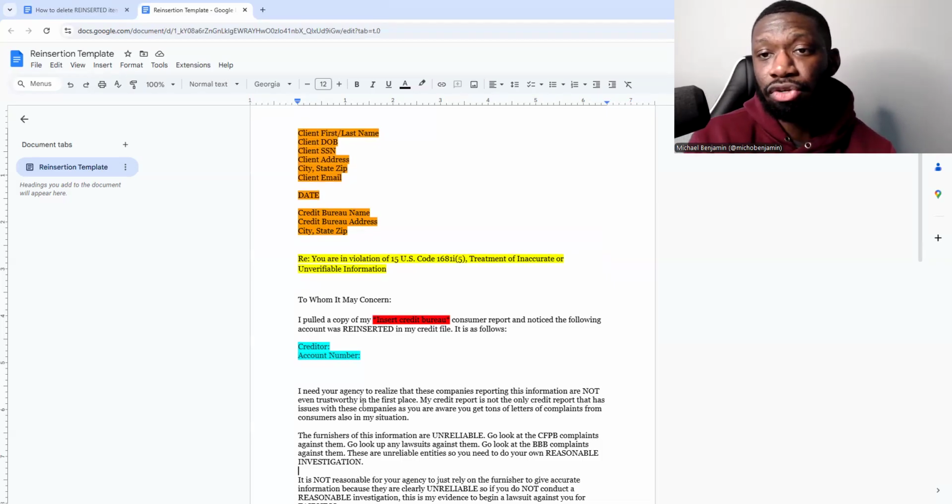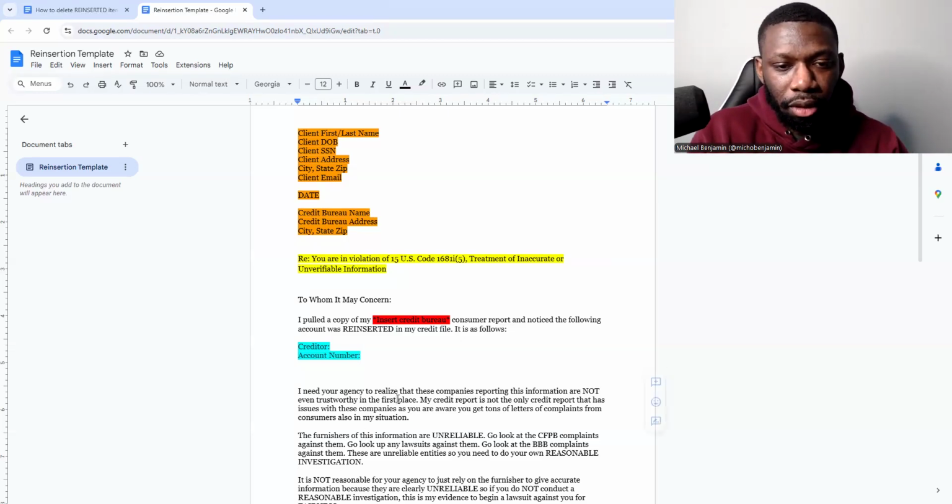I've been recommended that you should just talk colloquially and reference the fact that these credit reporting agencies and the creditors are not really reliable. If you look at the CFPB complaints against them, stuff like that, right? So I've gotten this game from an attorney, just to be transparent. Everything that I know is not just from me knowing it. I study under people, I pay people to get access to information. That's just how life works, right? So basically, I need your agency to realize that these companies reporting this information are not even trustworthy, right?